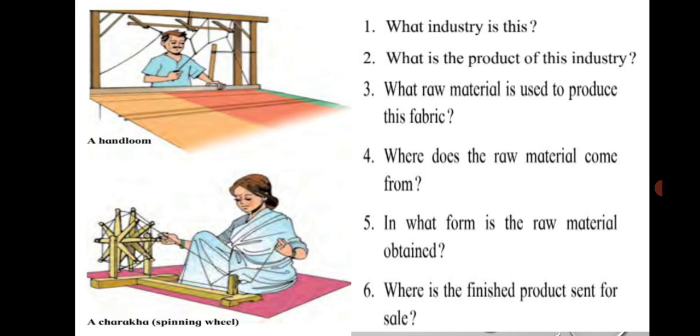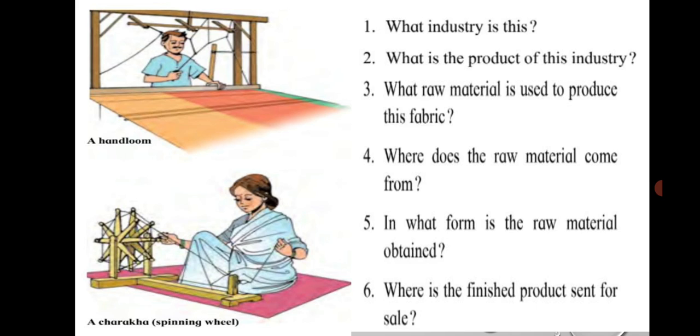What is the product of this industry? Making cloth. Okay, the final product will be cloth or other material. What raw material is used to produce this fabric? Mostly cotton, and besides cotton, wool, jute, raw silk also can be used to make cloth. Where does the raw material come from? It comes from plants and other sources.